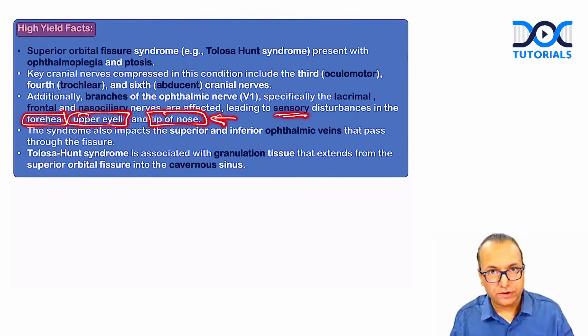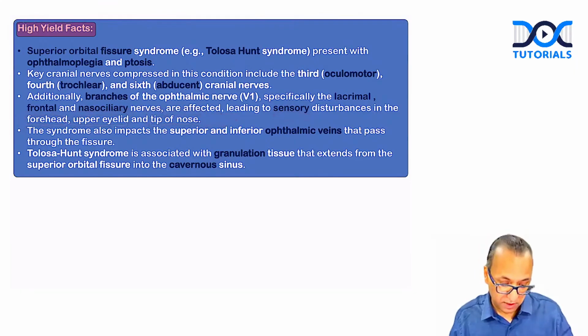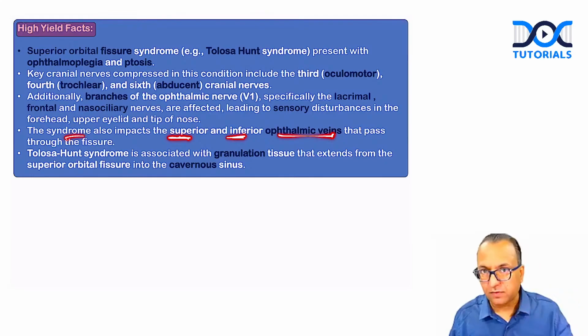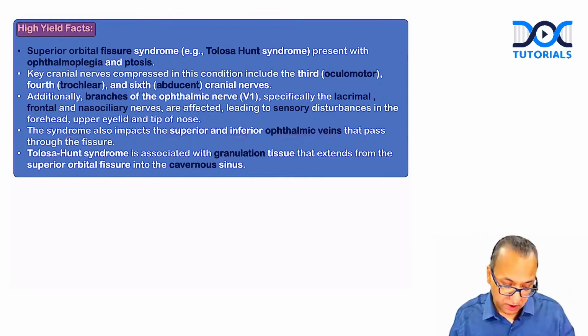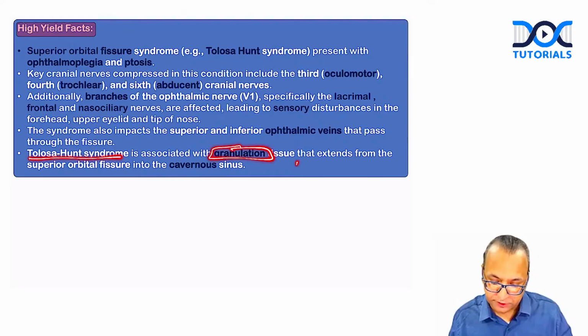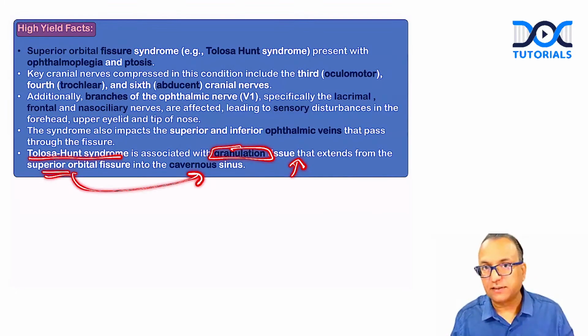In superior orbital fissure syndrome, LFN branches of the ophthalmic division are compromised. The syndrome also impacts the superior and inferior ophthalmic veins, as we have seen. There can be papilledema also if they are compressed. Tolosa-Hunt syndrome is associated with granulation tissue, which is in the superior orbital fissure but extending into the cavernous sinus.